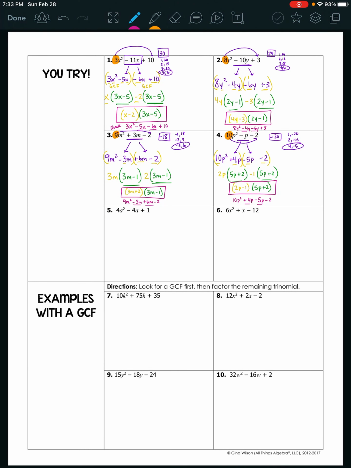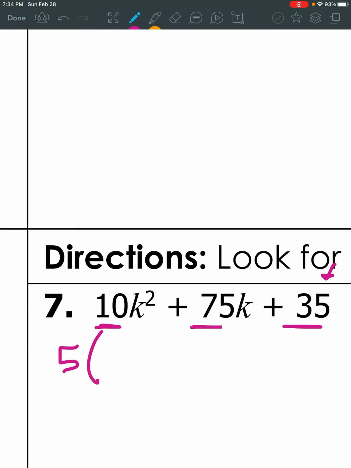There are a couple more examples down here at the bottom because every single time our first step has to be factor out a GCF. So sometimes we can actually pull out a GCF before we even begin our factoring. So 10, 75, 35, our GCF is 5. They do not all have a k in common because 35 doesn't have it. So now we divide everything. 10k squared divided by 5, we get 2k squared. 75k divided by 5, we get 15k.